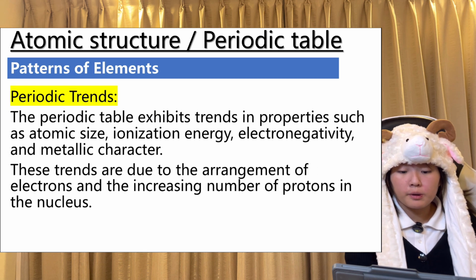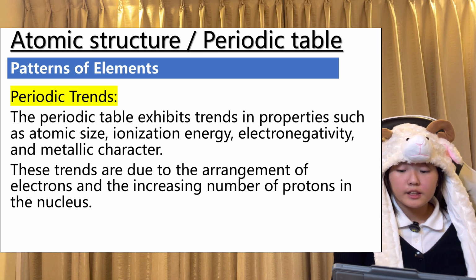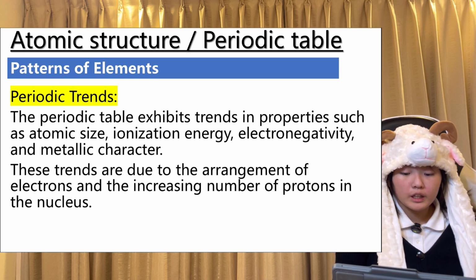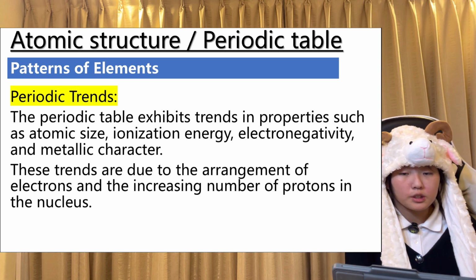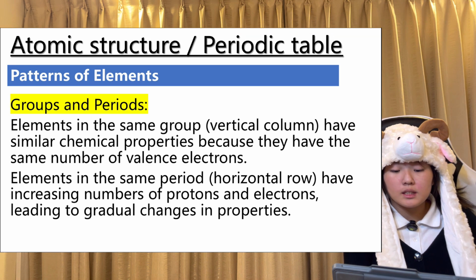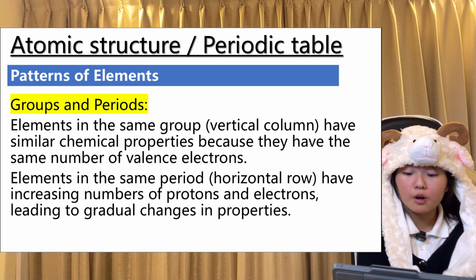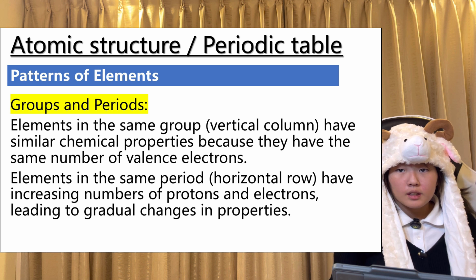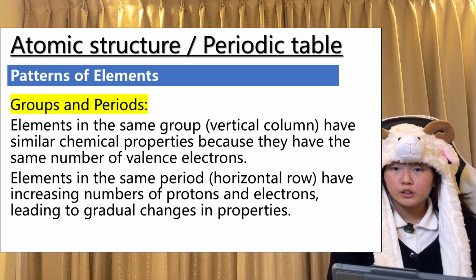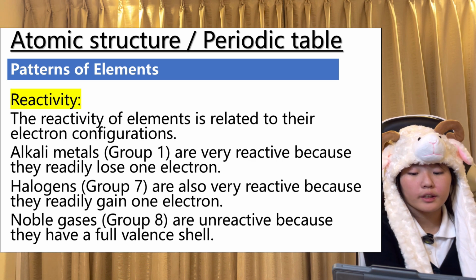There are a few trends in the periodic table. The periodic table exhibits trends in properties such as atomic size, ionization energy, electronegativity, and metallic character. These trends are due to the arrangement of electrons and the increasing number of protons in the nucleus. In the periodic table, you don't say rows and columns, you say groups and periods. Elements in the same group, the vertical column, have similar chemical properties because they have the same number of valence electrons. Elements in the same period, horizontal rows, have increasing numbers of protons and electrons, leading to gradual changes in properties. Reactivity. The reactivity of elements is related to their electronic configurations.